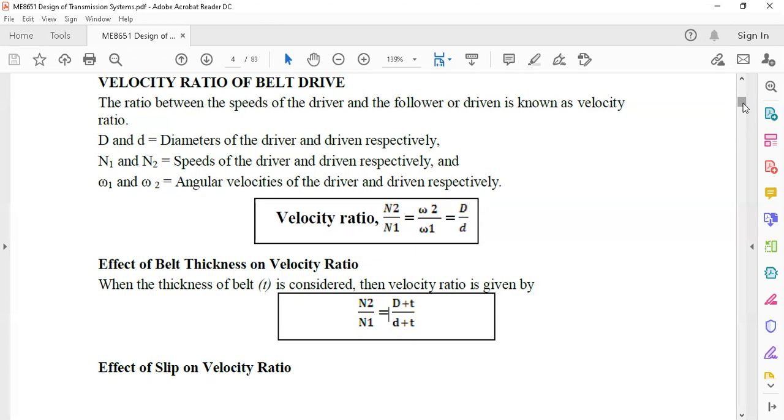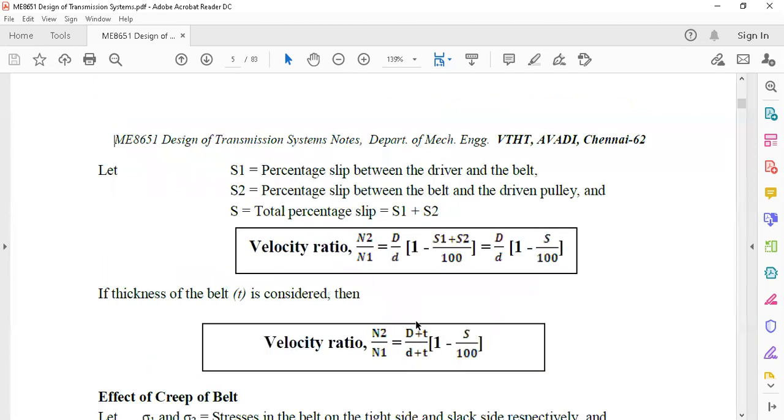And what is the effect of the belt on the velocity? That is the thickness. The belt not only has a diameter, it also has some thickness value. If we want to include the thickness of the belt, then N2 divided by N1 is equal to capital D plus the thickness of the driver belt, divided by small d plus the thickness of the driven belt. That is what you want to consider.